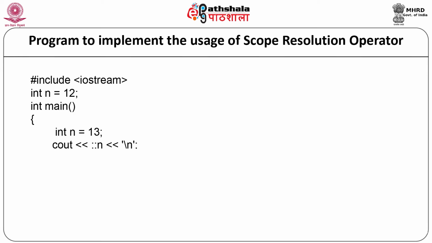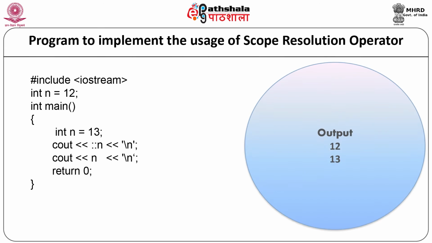Now I will try to display both the values on the screen. Cout scope resolution operator n. Here it will print the global variable n whose value is 12. Cout simple n variable. Here it will print the value of the local variable whose value is 13 and the main program ends. Now when the code is compiled and executed, it will produce the following result: 12 and 13, where 12 is a global value and 13 is a local value.